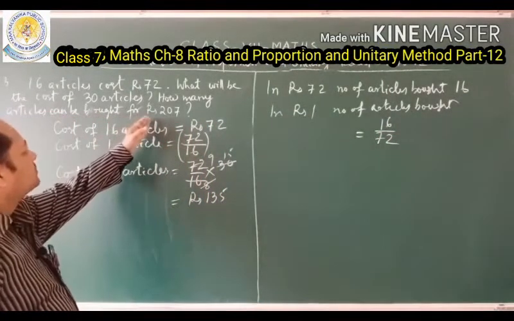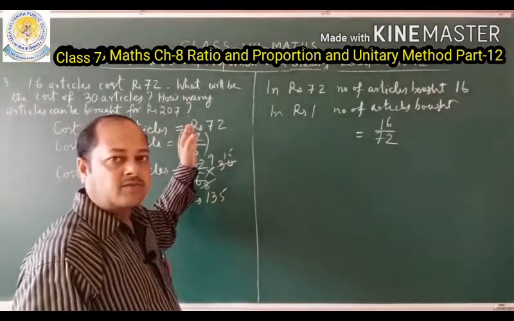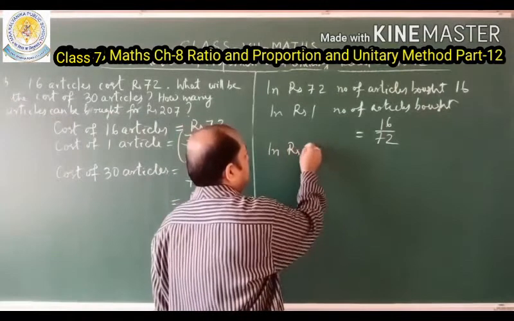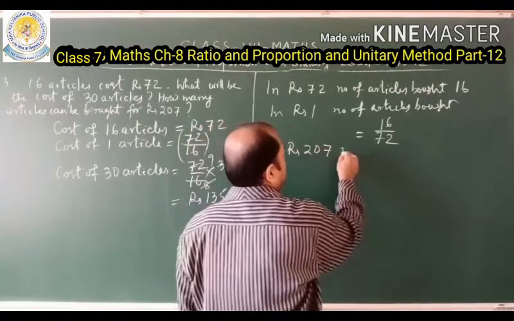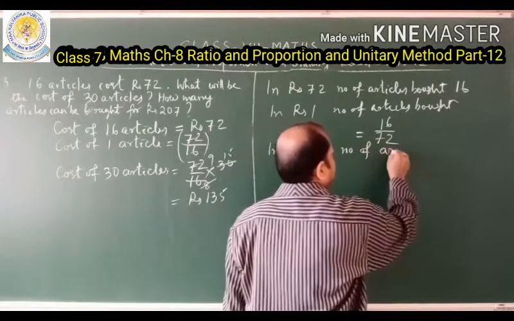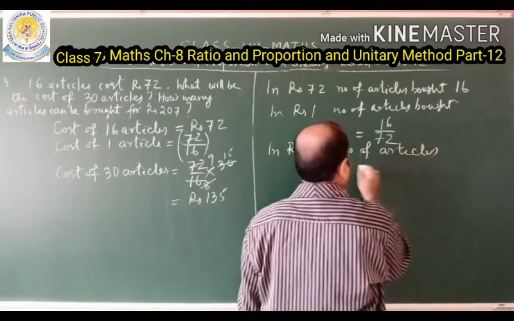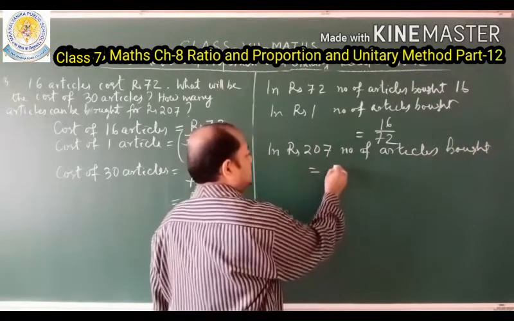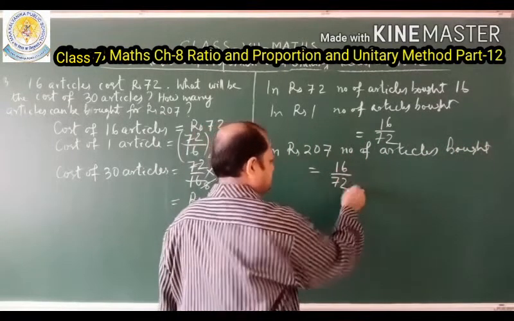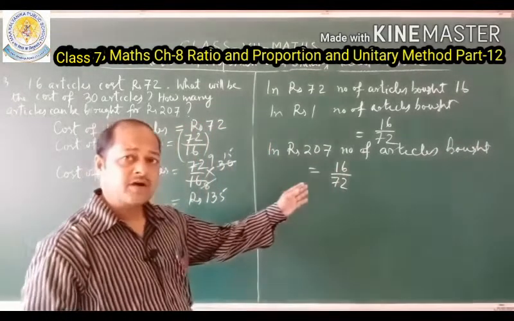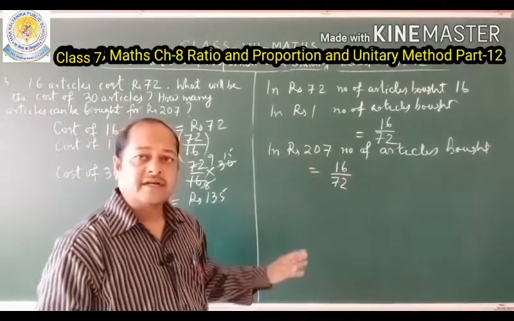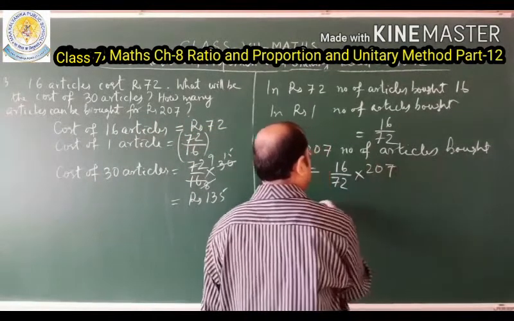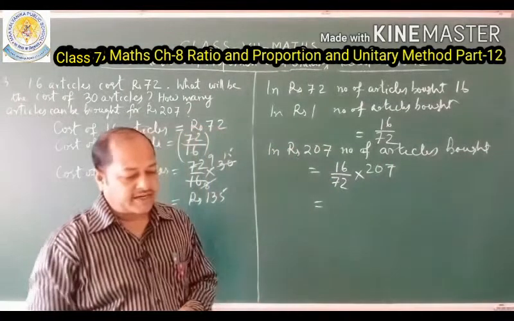That is 207 rupees is the required quantity or required amount. So right here, in 207 rupees number of articles bought equal to 16 divided by 72 into how much? Into 207 rupees. Okay, so solve this and how much you will get?